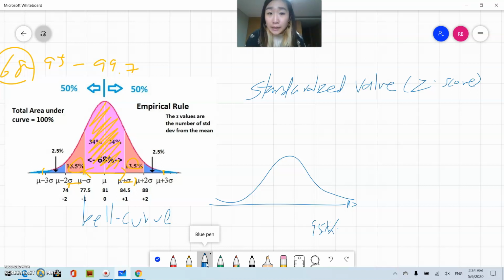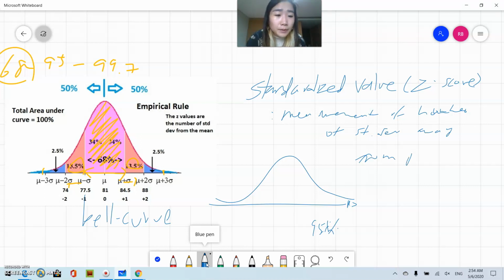Well, we have to compare the z-score. If your z-score is big, that means you are that many standard deviations away. So basically, z-score is a measurement of the number of standard deviations away from the mean. And this is how you find z-score: z is your value minus the mean over standard deviation.